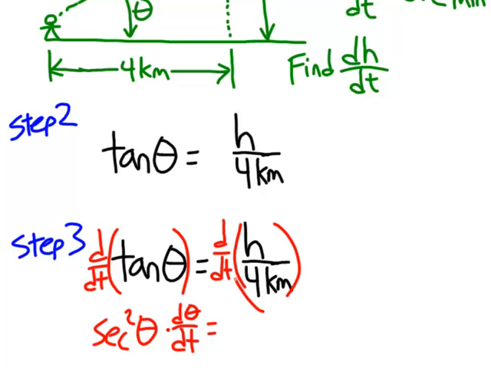equals, think of this right side as 1/4 h. And so if you derive 1/4 h, you will get just 1/4. And again, due to the different variables, times dh over dt. And I guess I really should put 1 over 4 kilometers. Almost got caught being sloppy with the units again.